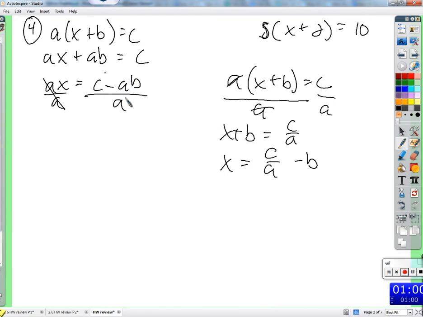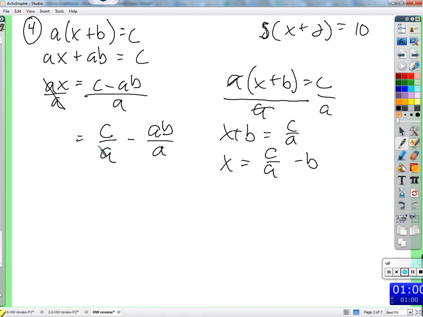Can we make this look like this? We should be able to. If we can't, something went wrong. But they should be exactly the same. Well, for dividing by A, then we have to divide C by A minus AB divided by A. We divide everything by whatever we're dividing by. Divide everything by A.